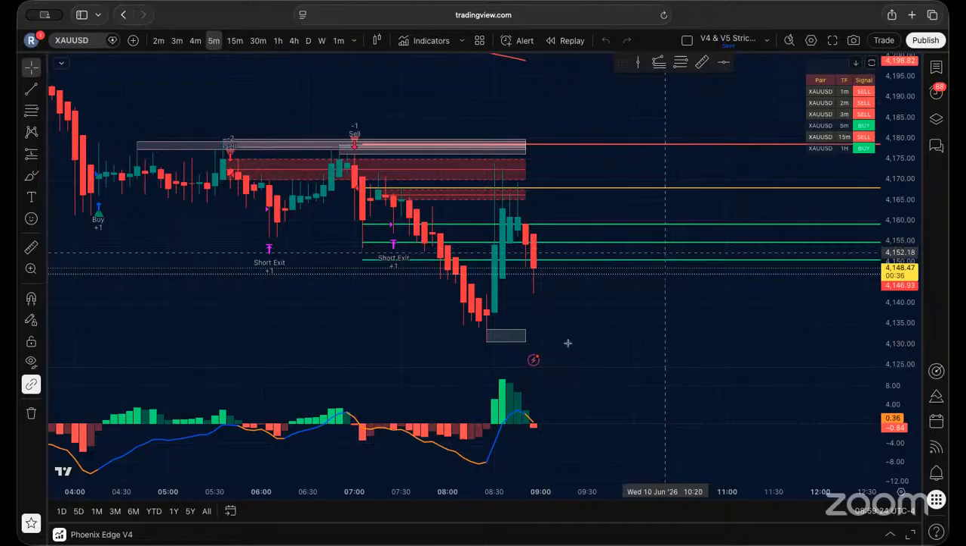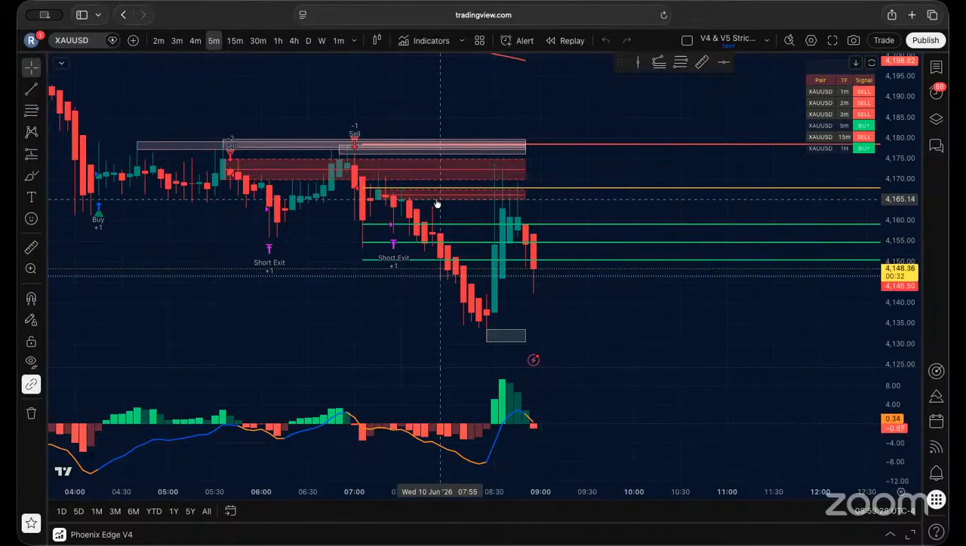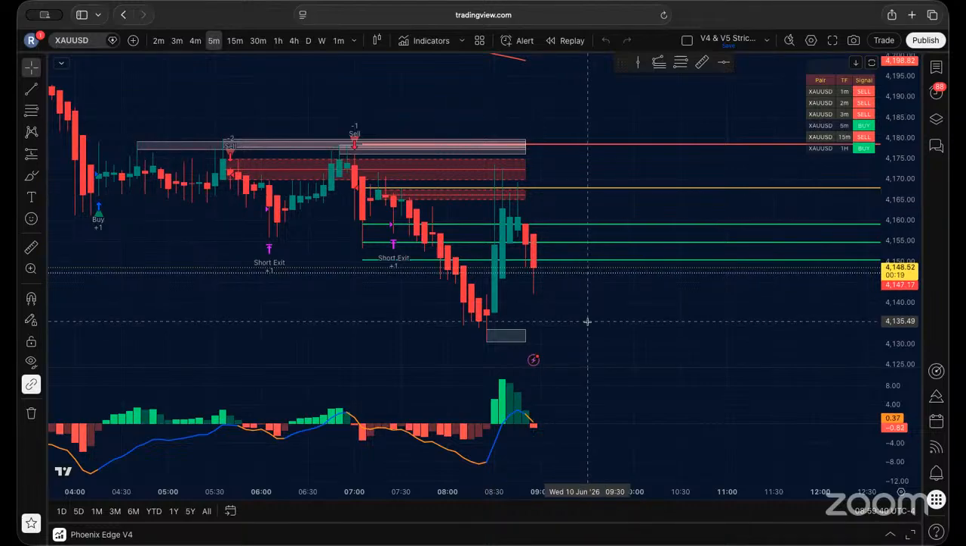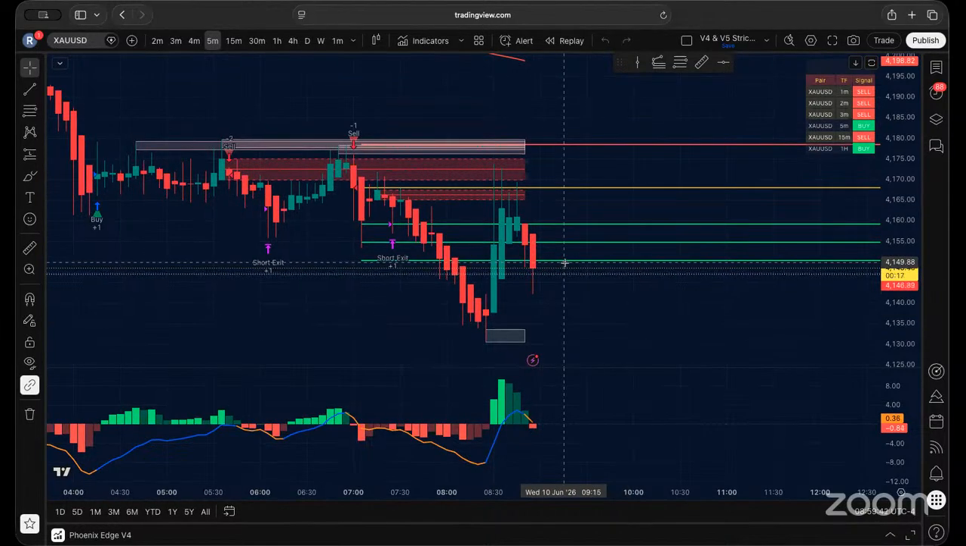Yeah, it's pretty simple. As long as you follow the 3 simple steps in our strategy, don't try to overcomplicate it. Let Phoenix work for you. And hold on 1 sec. Let me close out this trade.